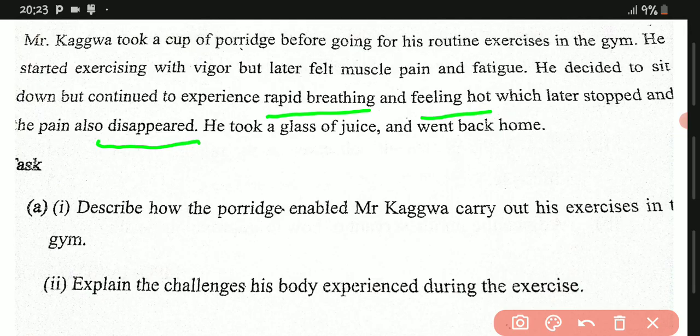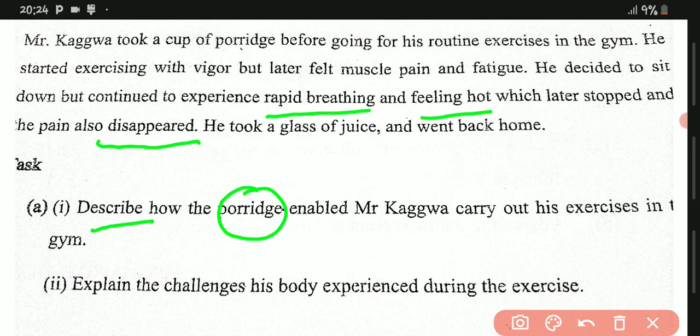Then let's look at the task. So we are saying describe how the porridge enabled Mr. Kagwa carry out his exercises in the gym. So when we talk about porridge, the scenario is telling us to describe how this porridge enabled Mr. Kagwa to carry out his exercises in the gym.